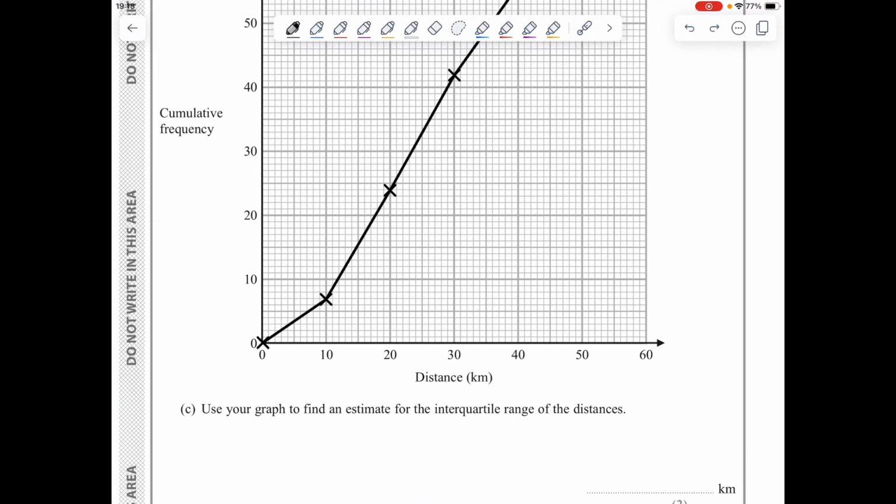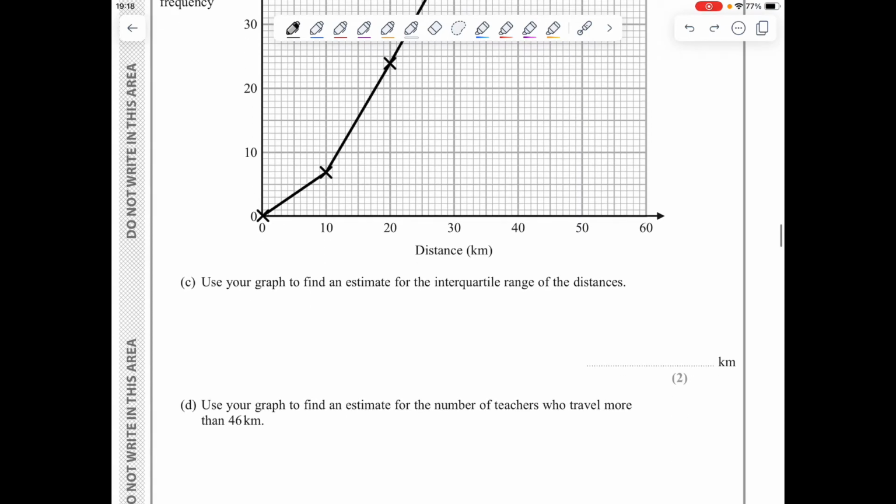For part C, I need to use the graph to find an estimate for the interquartile range of the distances. Now, first, I will calculate 70 over 4, which is equal to 17.5. Now, I will go on the graph and find that observation. That will be my first quartile. Then I'm going to calculate 3 times 70 over 4, which is 52.5, and that's the position. Again, I'll go on the graph and for that observation find the distance.